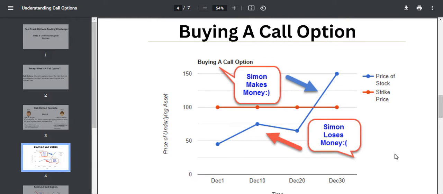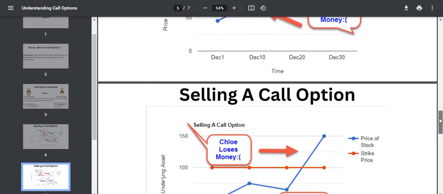Now, if stock X were to fall below the strike price at any time before December 30th and doesn't go above the strike price, Simon loses money. He'll just let the option expire worthless, and his loss will just be the $15 premium paid. So the thing to remember here is that Simon is taking out this call option because he thinks stock X is going to rise above the strike price, $100 per share, at or before December 30th. Anything up here, he's in profit. Anything down here, he loses money. So hopefully that's clear to you.